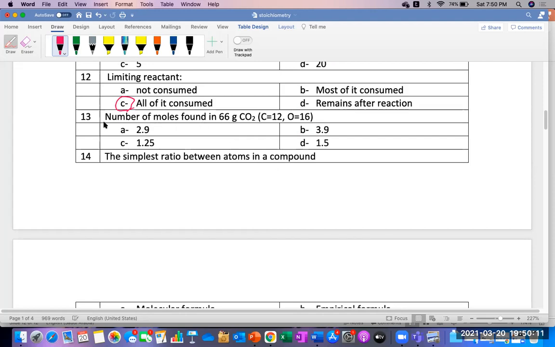Again, he asked about the number of moles, and he gave you the grams. So you need to divide these grams by the molar mass. So first you need to calculate the molar mass for CO2, but it will be easier for you to memorize it because it's 44. So you need to divide 66 by 44. Okay, we don't have a calculator here. So what you need to do here, I will divide by 11. So it will be 6 over 4. I will simplify it. So it will be 3 over 2. It will be 1.5. That's it.